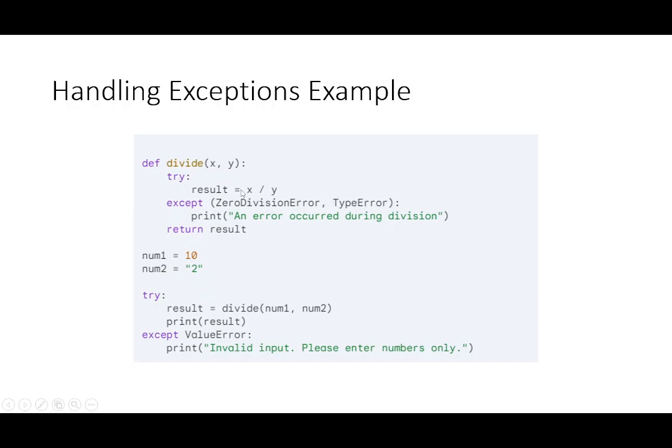We have a function divide in our try except, and here we're capturing both ZeroDivisionError and TypeError, and a generic message that something bad has happened. And we can also capture our ValueError here with the except, so we can have them spread out.